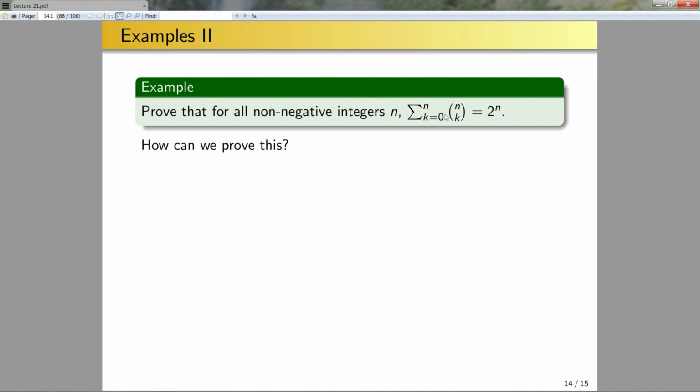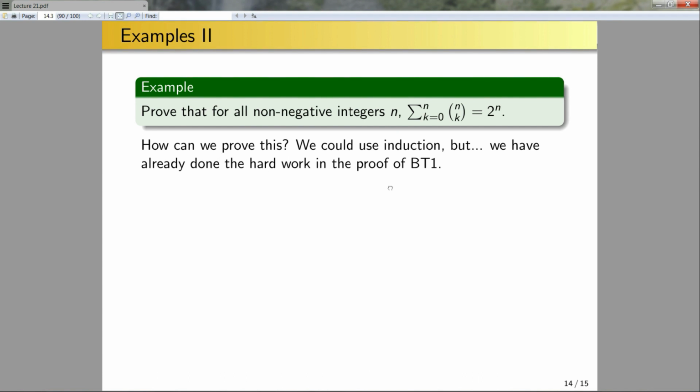Well, a priori, I could use induction. I could prove that for n equal to 0 or 1 this is true, then show via an inductive argument that it has to be true for all values of n, but that's not necessarily the nicest way to do it. Induction is pretty straightforward, but it's a fair bit of work to write out, and we've already done the hard work for this in the proof of the Binomial Theorem 1. So instead of using induction, let's use the binomial theorem.